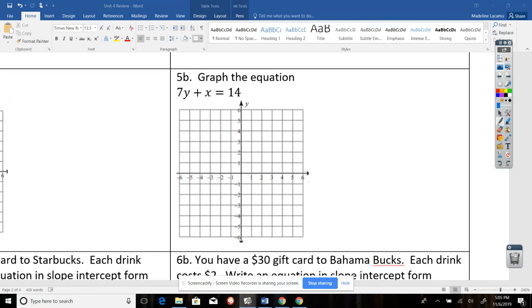On number 5, we need to graph the equation 7y plus x equals 14. So we have two options here. First, we can solve for our x and y intercepts. And then second, we can go ahead and solve this for y to get it into slope-intercept form. So I'm going to start with the intercepts. So we're going to find our x-intercept first.